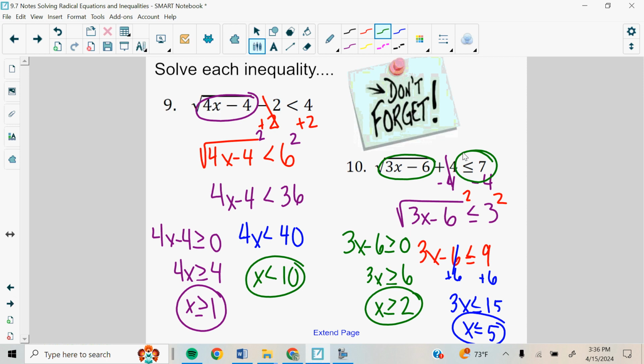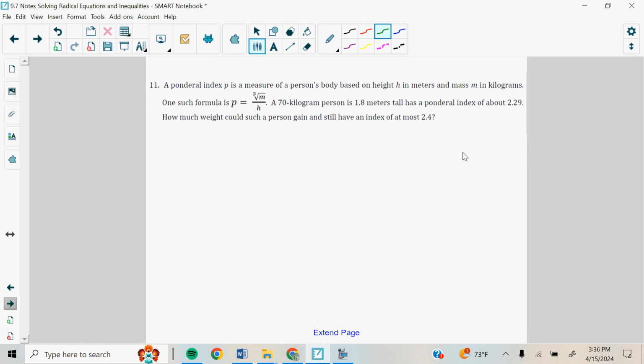All right, we got one more here, ladies and gentlemen. Ponderal index P is a measure of a person's body based on height in meters and mass in kilograms. One such formula is P equals the cube root of m over h. A 70-kilogram person who is 1.8 meters tall has a ponderal index of about 2.29. How much weight could such a person gain and still have an index of at most 2.4?